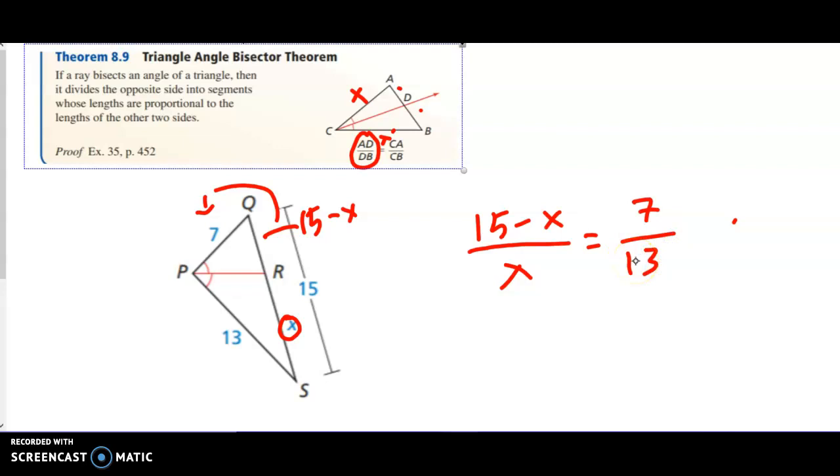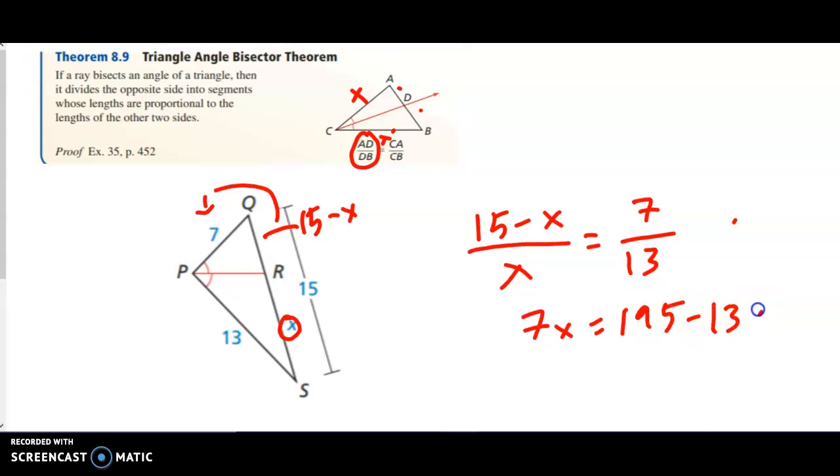Cross multiply, and we get 7x equals 15 times 13, 195 minus 13x, so forget that minus. So I add that over, and I get 20x equals 195, and that gives me x to be 9.75. And so that will be whatever length x is.